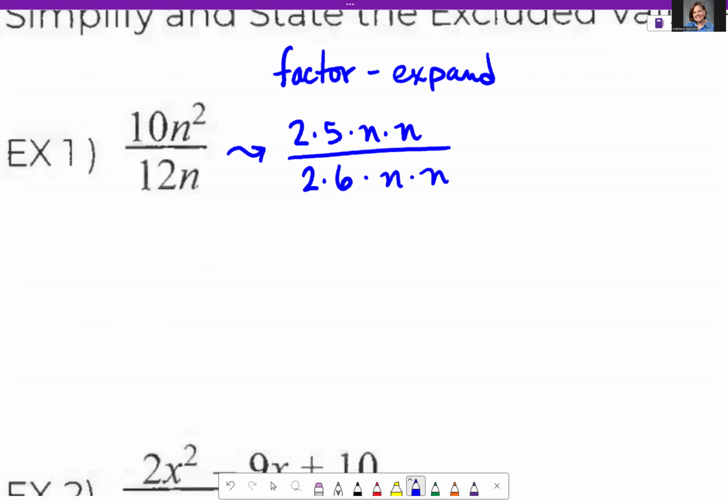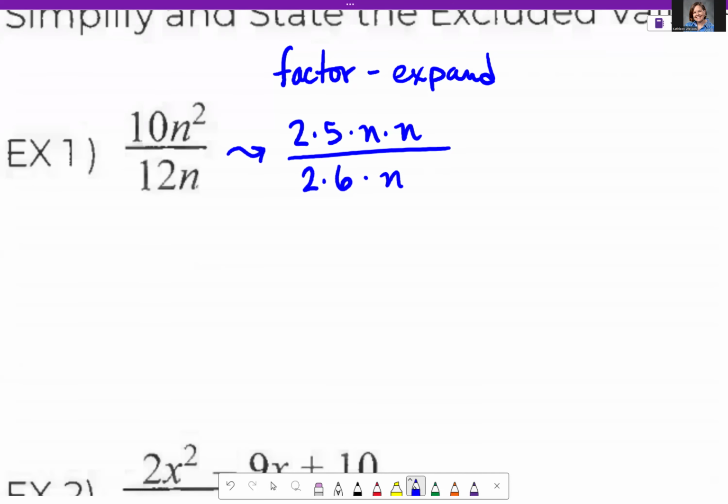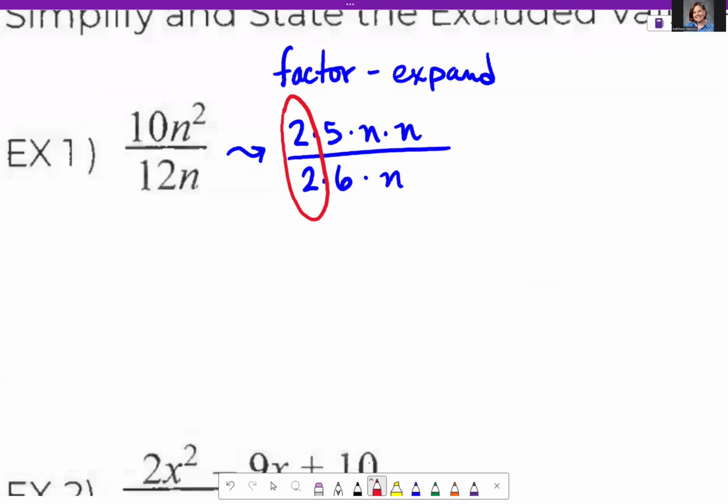I could further factor 6 into 2 times 3. However, in this case, that's not helpful. Oh, I wrote 2 n's down here. Whoops, sorry. That's not useful because I'm looking for common factors in the numerator and the denominator so that I can rearrange and write this as a 1. I can write this as 2 over 2 times n over n, and then write what's left, which would be 5n over 6.